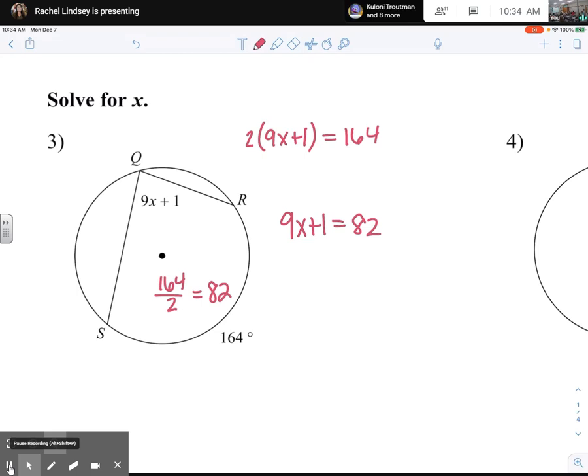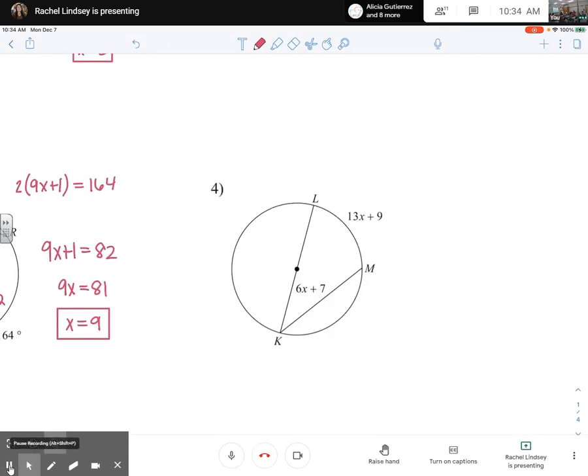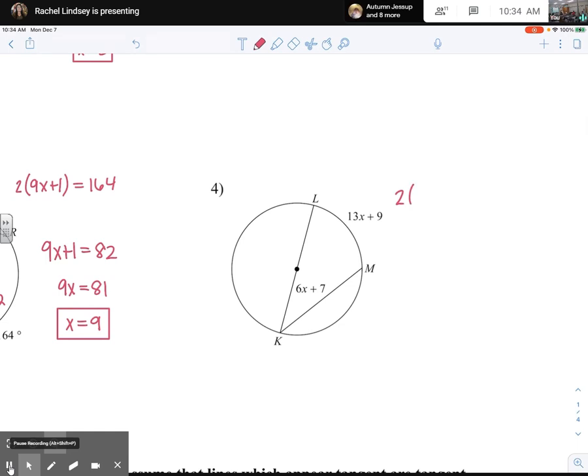Subtract 1 from both sides, you'll have 9x equals 81. And then divide by 9, and x does equal 9. Again, on number 4, you're going to do 2 times angle equals arc. So 2 times what? What's my angle? Equals my arc, which is 13x plus 9.